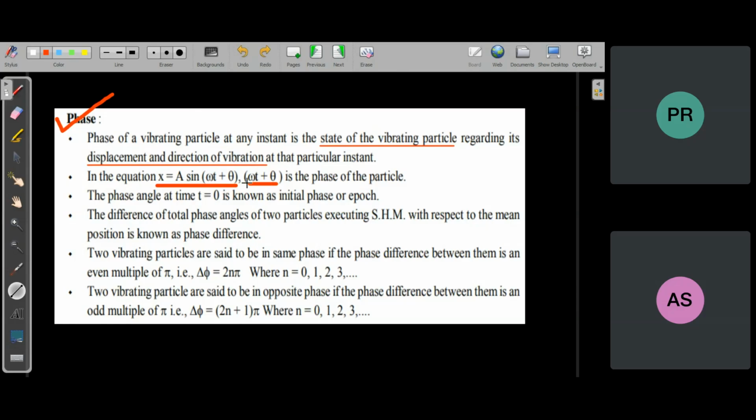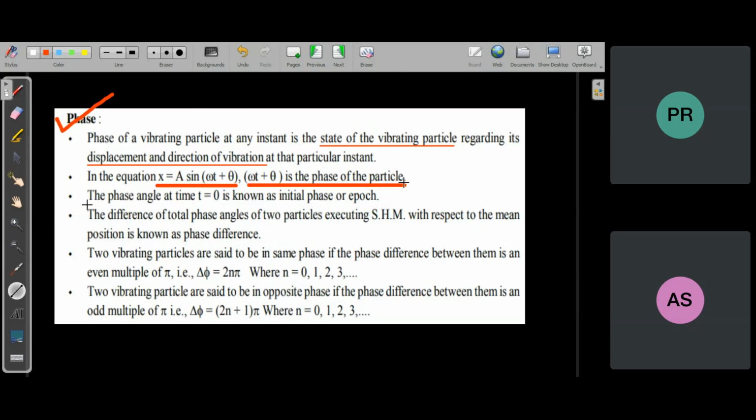Try to understand that this omega t plus theta is a function of time. Phase is a function of time. Are you getting? So it will continuously change with time. And if omega t plus theta will continuously change with time, sine of omega t plus theta will change, and then x will change. So x is a function of the phase. Phase will change, x will change. What is x? x is the position. Are you getting? Yes, I'm getting.